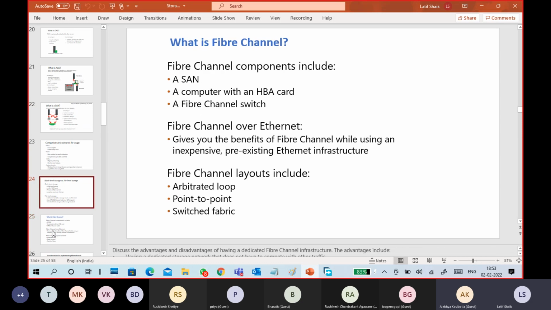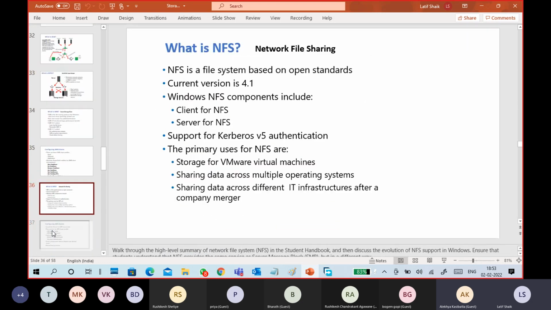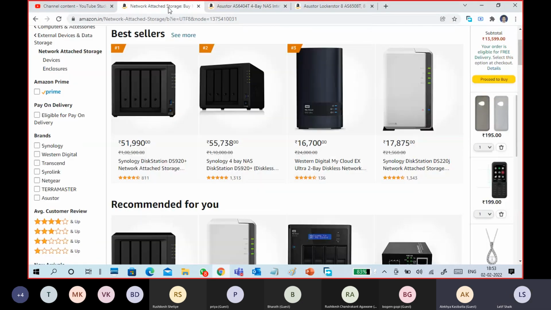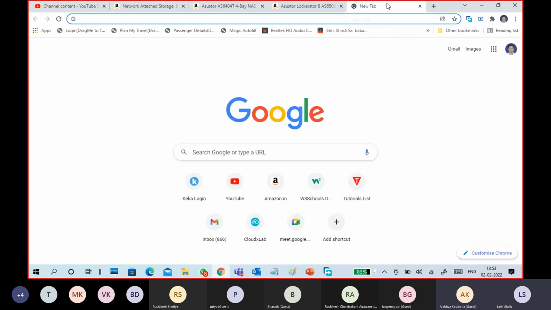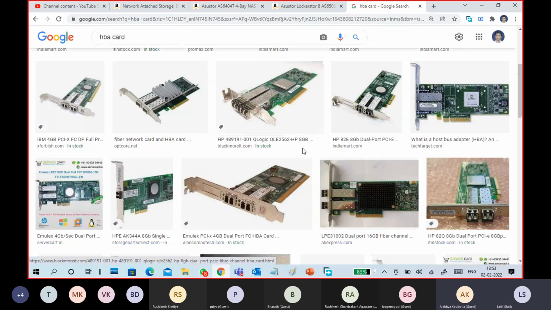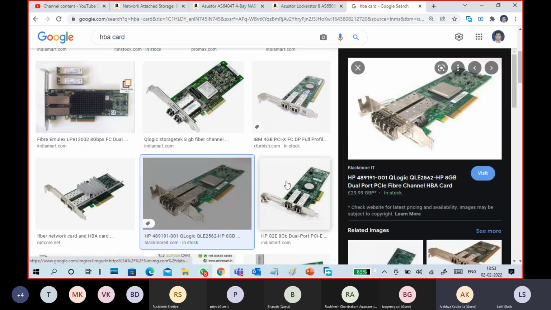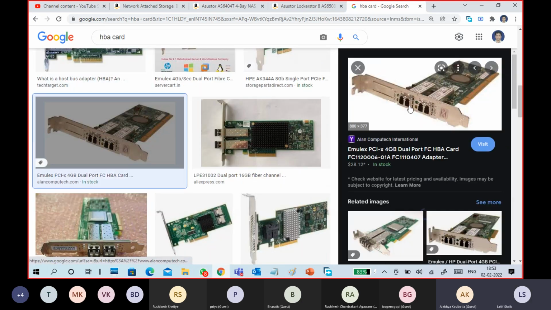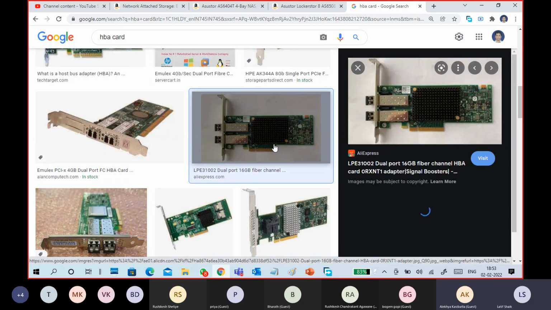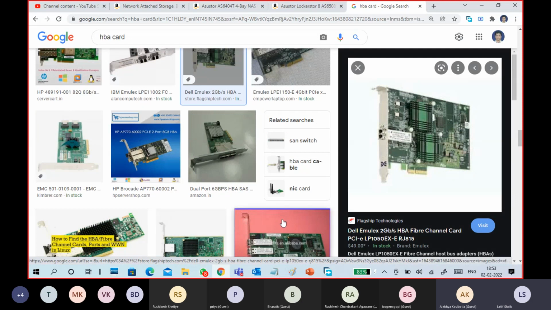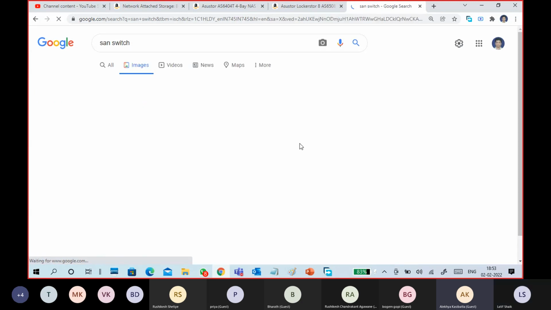I will show you directly. Host bus controller. Guys, it looks like a NIC card, like a graphic card. If you see, the connections are a storage type of connection, your fiber optical connectors only.